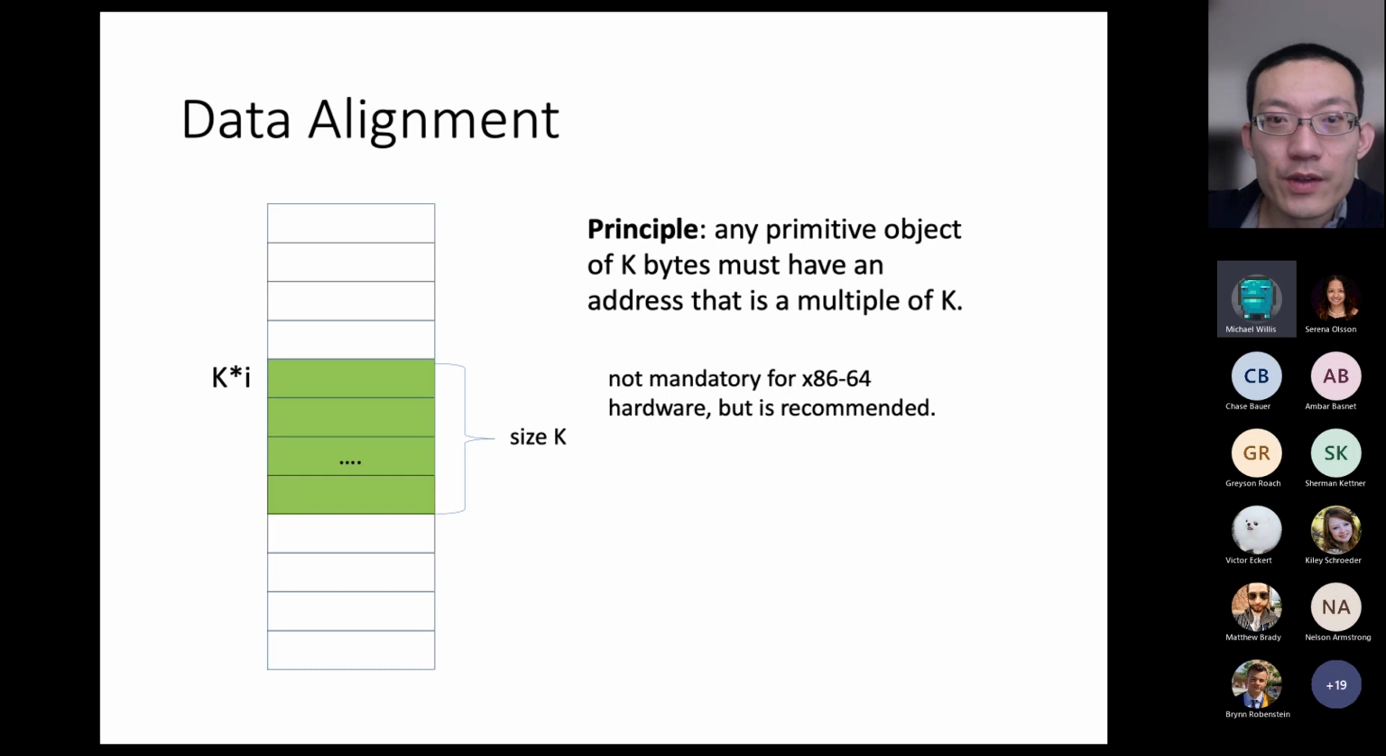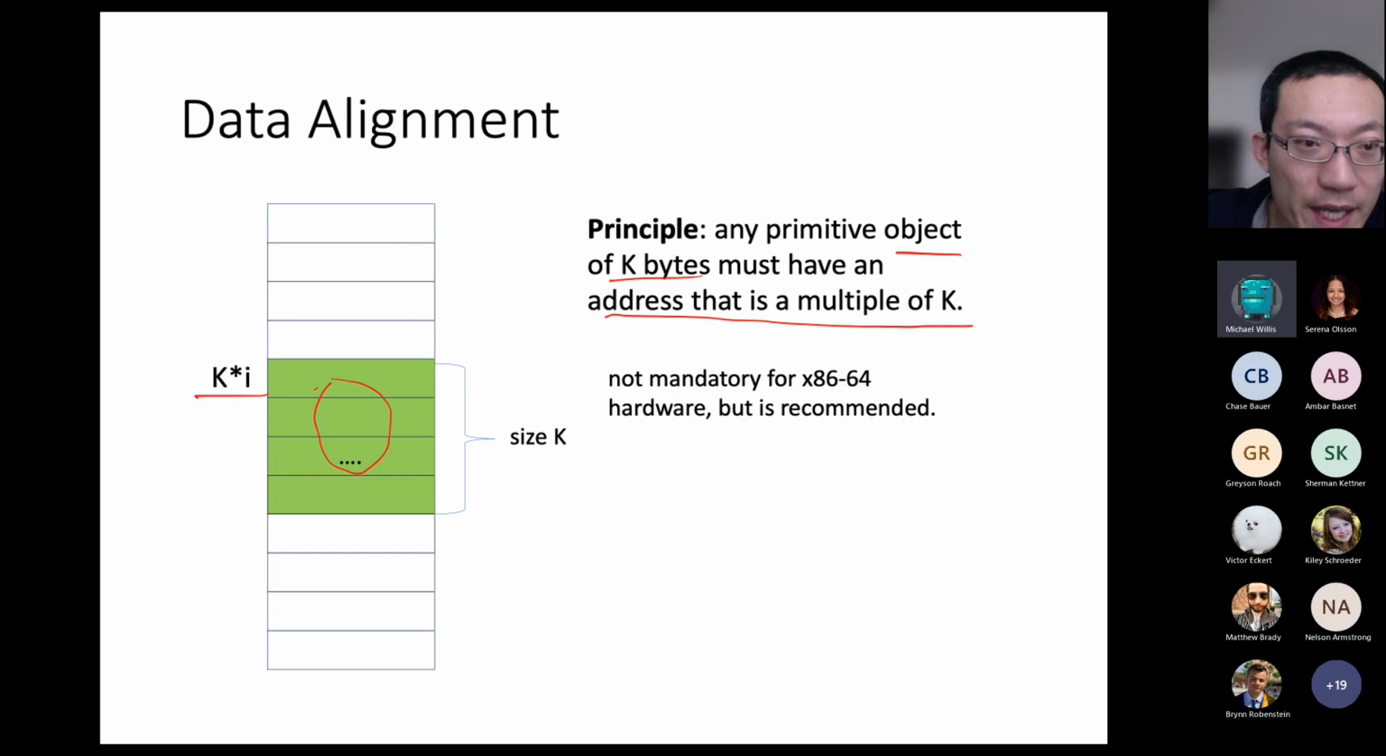And for data alignment, this is what the CPU hardware prefers to do. That is for any primitive object of k bytes. That is the size. This object right now is the green part in our example. This green part is the object or variable, and the size of it is k bytes. If the green is integer, we would have 4 bytes, right? And what we hope to have is the address is a multiple of k. So the starting address of this object should be the multiple of k.